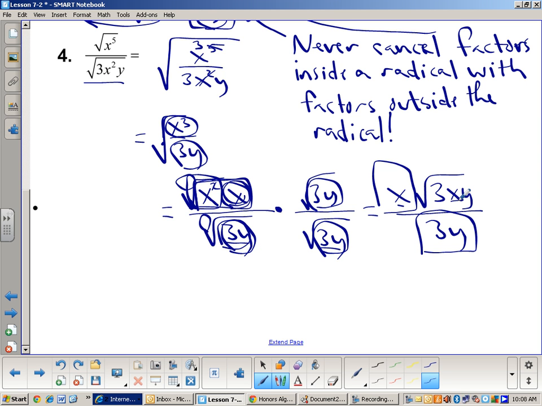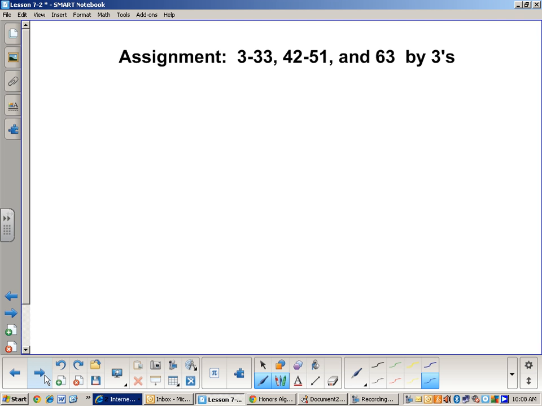Okay? All right, your assignment today, and I'll give you some time tomorrow to clean up and finish it up, but do the best you can tonight. 3 to 33, these are all threes, all by threes, so not as many as it looks. It's like 16 problems there. 3 to 33, 42 to 51, and number 63.